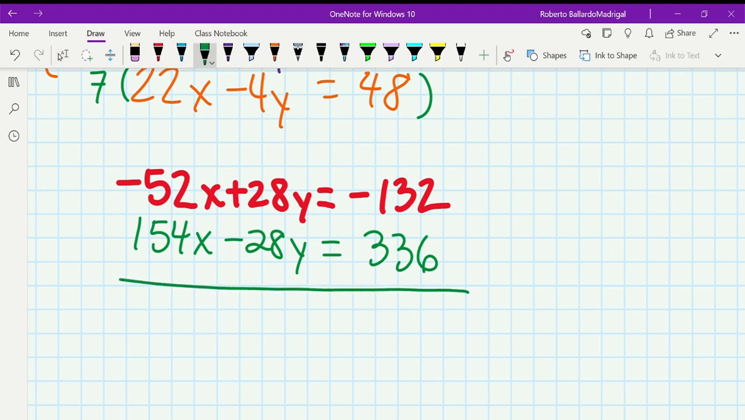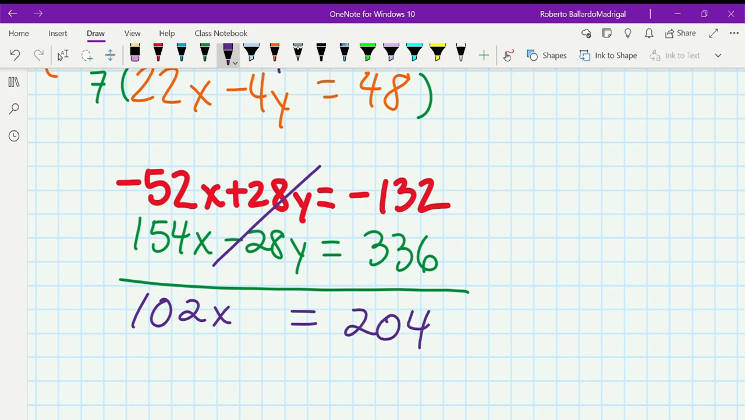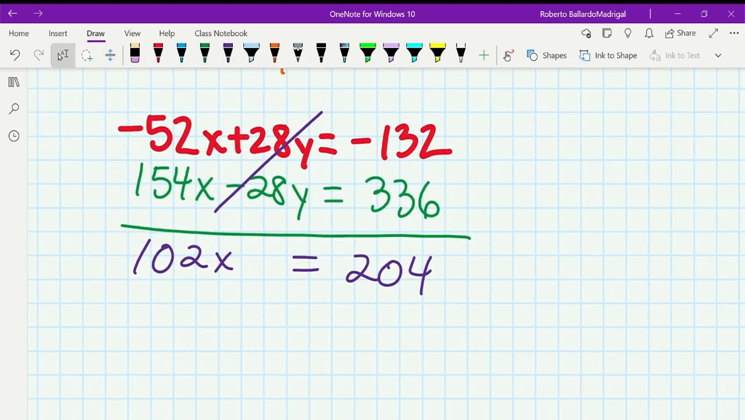Now we combine like terms. Negative 52 and 154. What is that going to make? 102. The y's will cancel. So 102x equals what? 204. So that means that x is equal to 2.